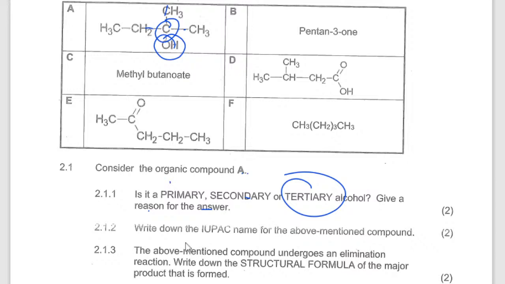Then they are saying to write down the IUPAC name of the above compound. So what are you going to write here? You have to look at the longest chain. In this case, what is the longest chain? The longest chain is 1, 2, 3, 4. So 4 becomes butane. Remember I told you that you write up to there. This becomes the side group.